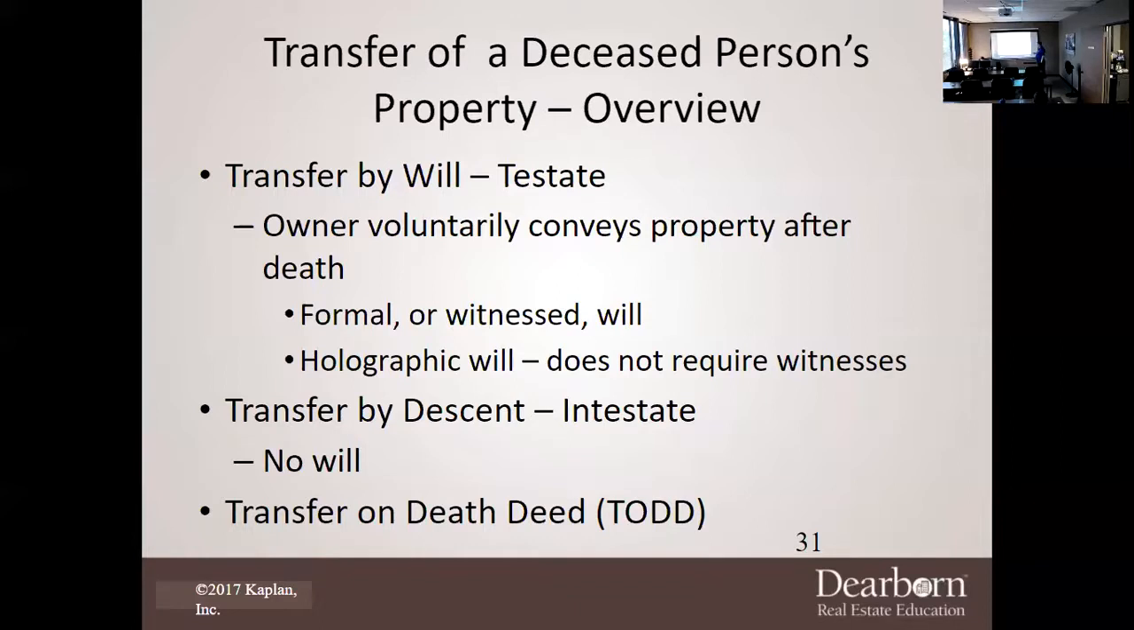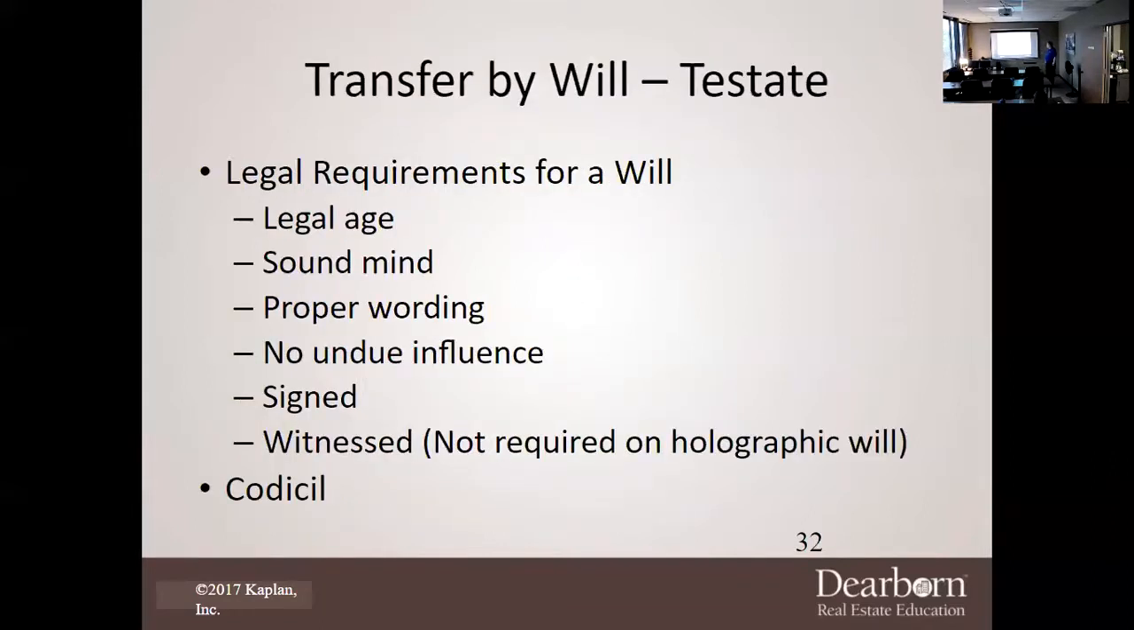Now, intestate, of course, is the basics of no will. If a person dies intestate, there's no will, period. And then, of course, there is a transfer on death deed, and we'll talk about that later on. Now, what are the requirements for a will? Of course, you have to be of legal age. You can't be 15 and create a will. You have to be at least 18 years of age, or whatever your state classifies as legal age.